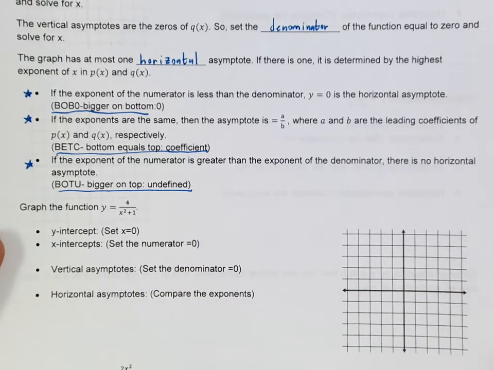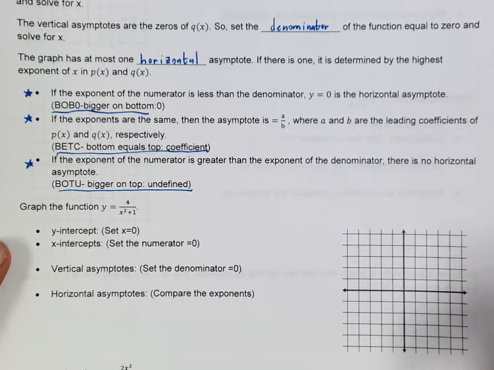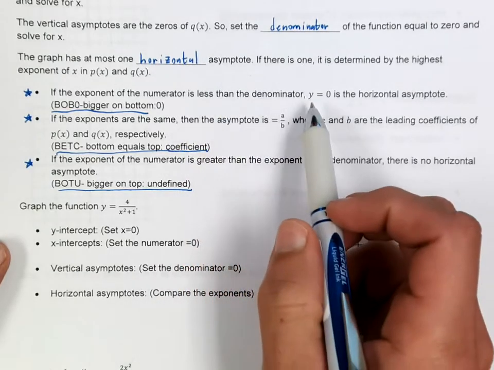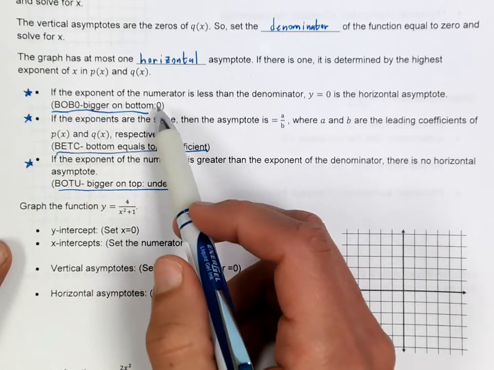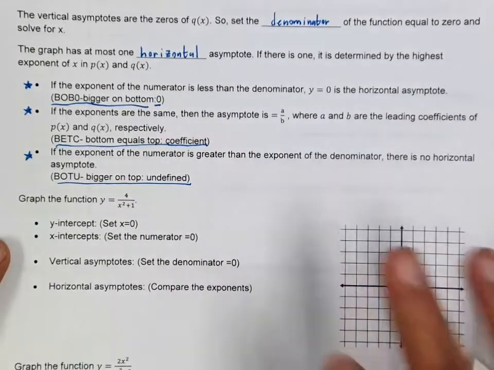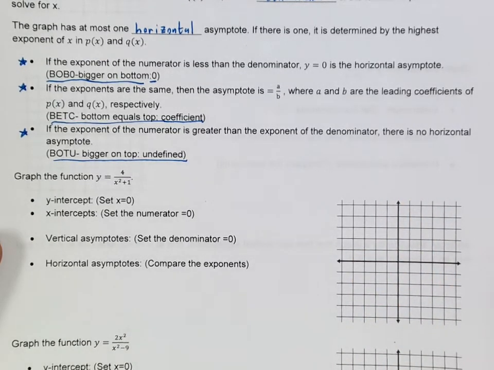So to figure out the horizontal asymptote, these are called the horizontal asymptote rules. If the exponent of the numerator is less than the denominator, and here we're talking about the power, which is called the degree of the function, if the degree of the numerator is less than the degree of the denominator, then y is equal to 0. Hence this is what I call BOBO, bigger on bottom, y is equal to 0. That tells you what the horizontal asymptote is. It doesn't matter what the equation is, as long as the degree of the numerator is less than the denominator, if it's bigger on the bottom, you have y equals 0.